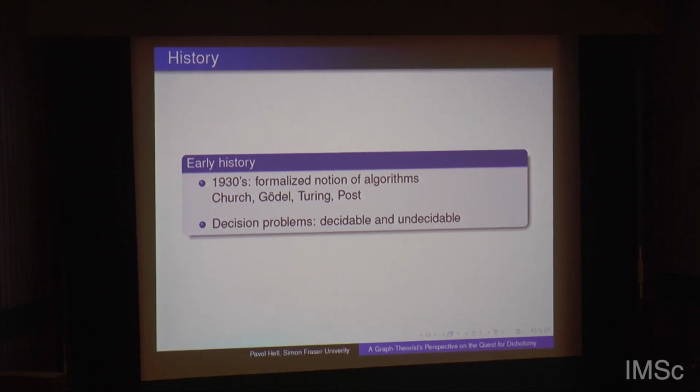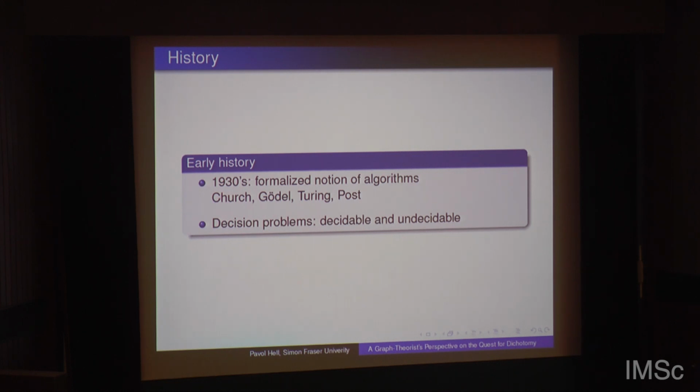And when we talk about functions, we talk about computable, not computable, and when we talk about problems, we talk about solvable and unsolvable, but we'll be talking about decision problems, and the standard terminology there is decidable and undecidable. And so let me bring in graph theory right away. Let me give you a couple of examples.